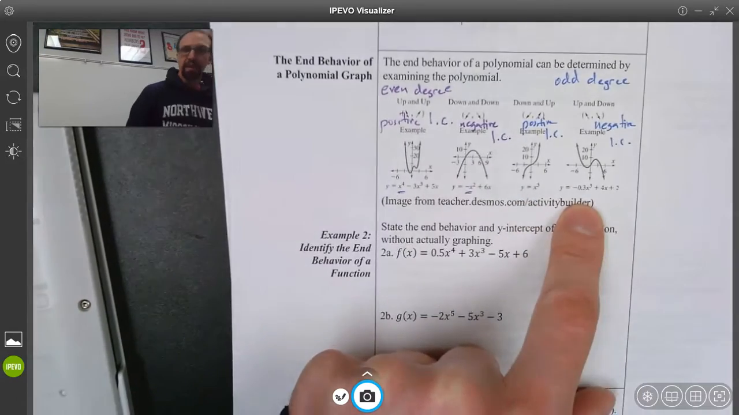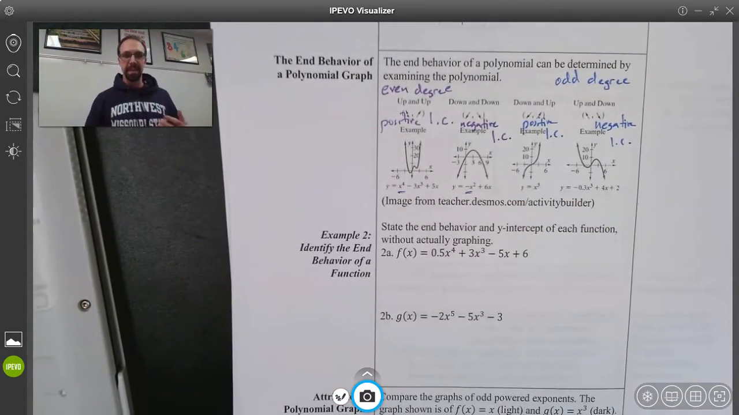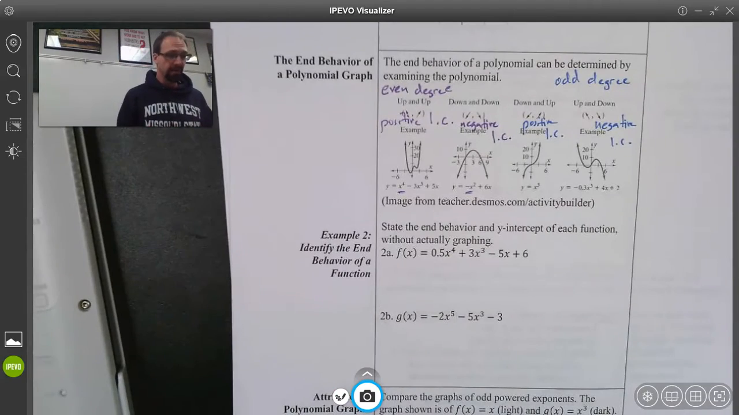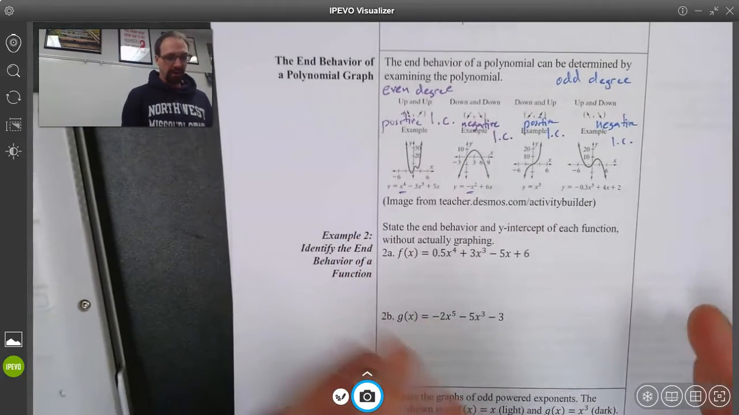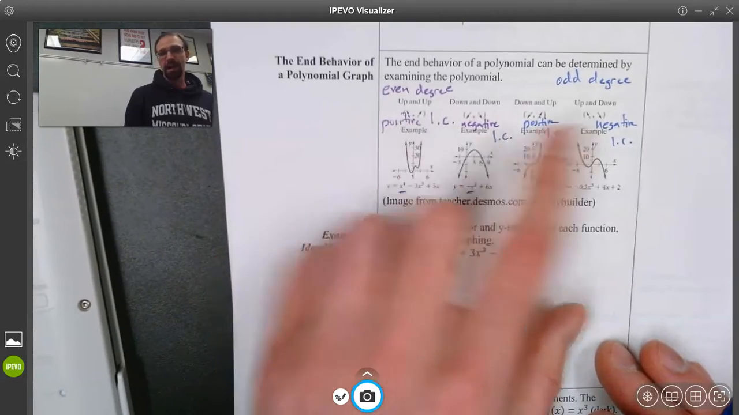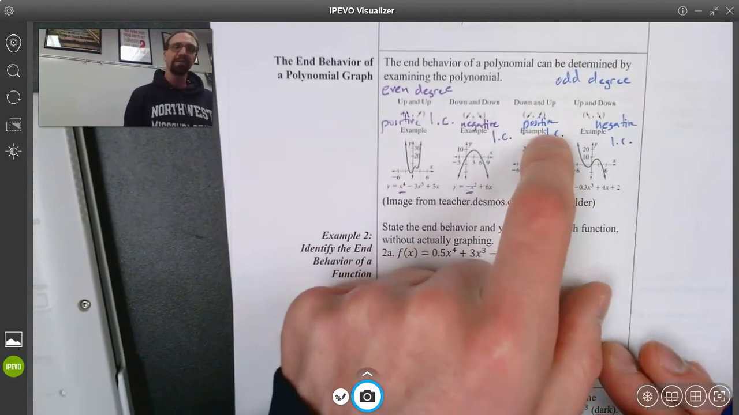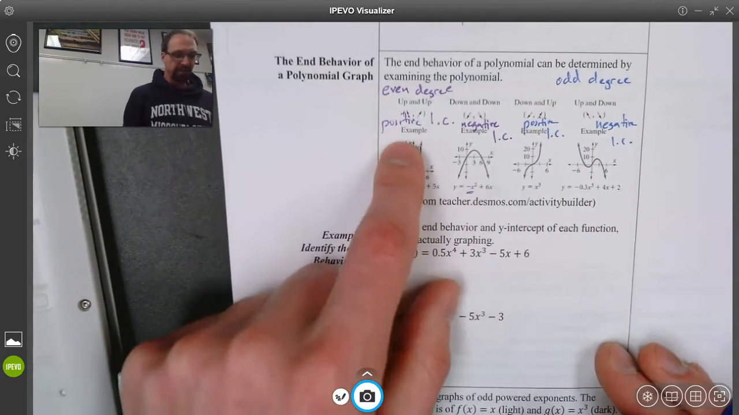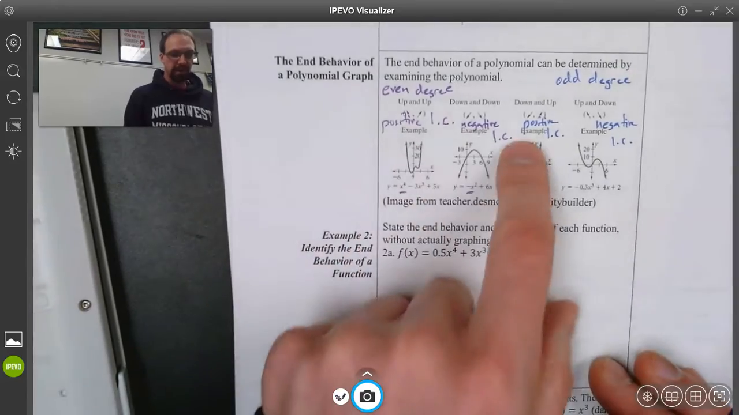leading coefficient. So again, this is true for all scenarios, depending on if it's even degree or odd degree. If it's even degree, then whatever it is, it's the same. It's either up, up, or down, down. If it's odd degree, then it's opposite. One's down and one's up. And then it just depends if the leading coefficient is positive or negative.